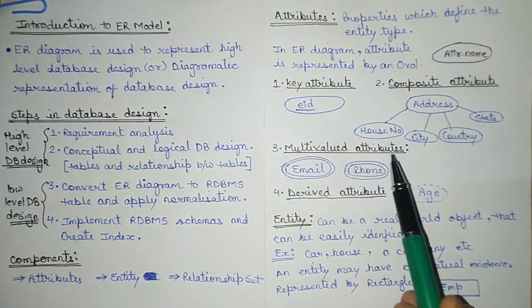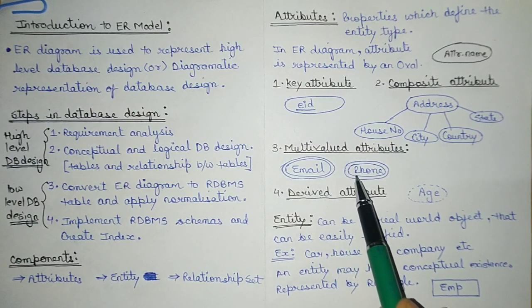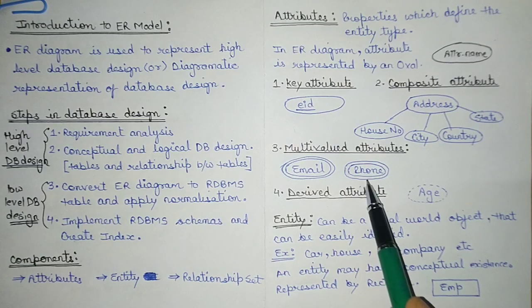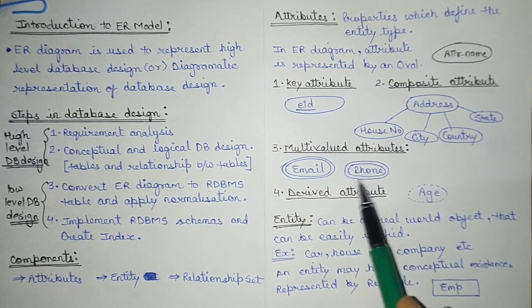So what is a multi-valued attribute? See, email and phone number. Any particular attribute or column name which may have more than one value for one particular record. For example, if I talk about any person, either you or I, we can have more than one number. That means we can have more than one value for the phone field. So this is a multi-valued attribute.